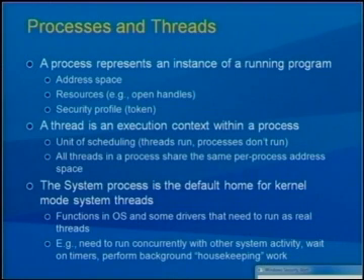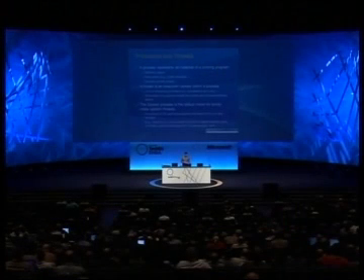Whereas threads are actually what executes code. And a process will have at least one thread. Most processes have multiple threads these days. And each one of those threads can operate independently. It's the unit of scheduling in Windows. So the scheduler schedules threads, not processes. And like I said, the system process is the home for these kernel mode and system threads.